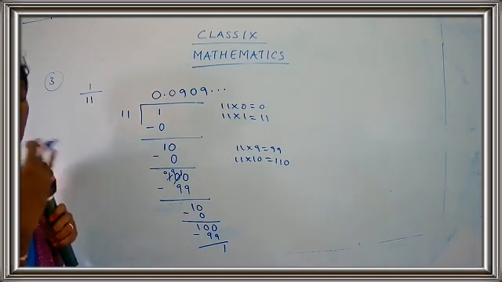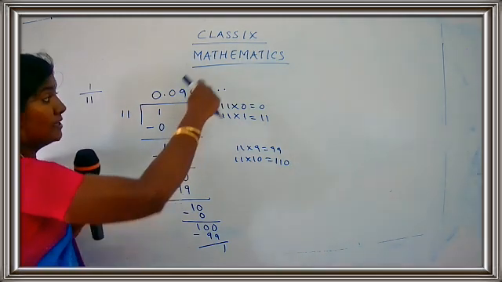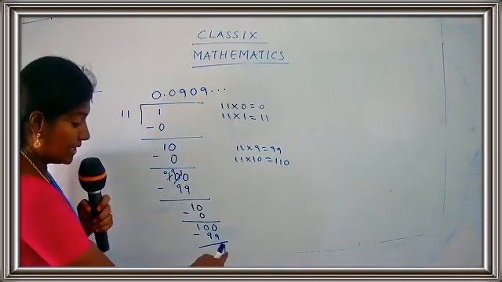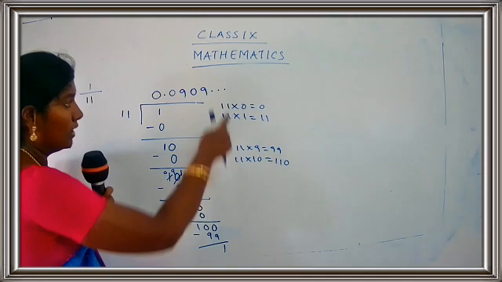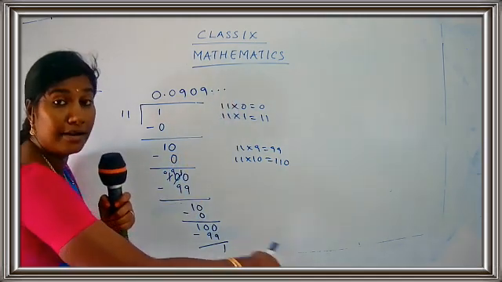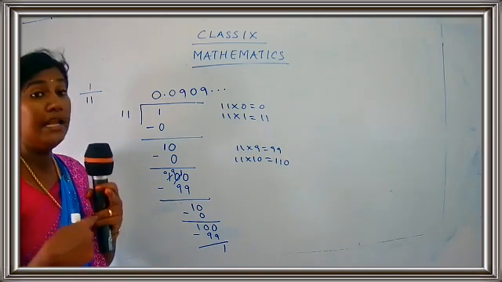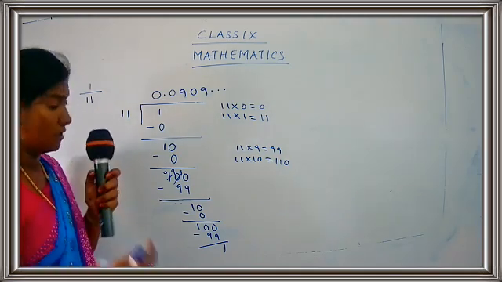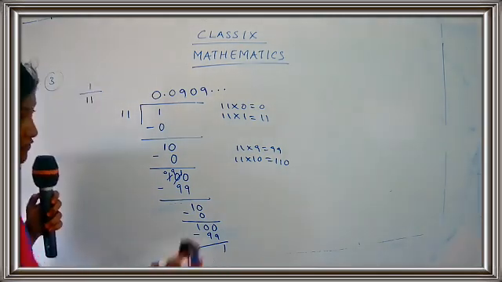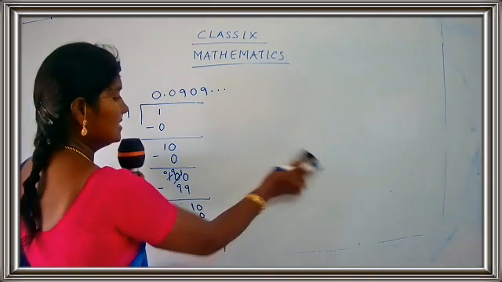0.0909 dot dot dot means what? The numbers will go on. See, again here I get 1, then I'll put 0. Again I'll get 0. Again I'll put 100. Again I'll get 9. So the number goes on. It's recurring. So let's stop the division here and let's write the answer.